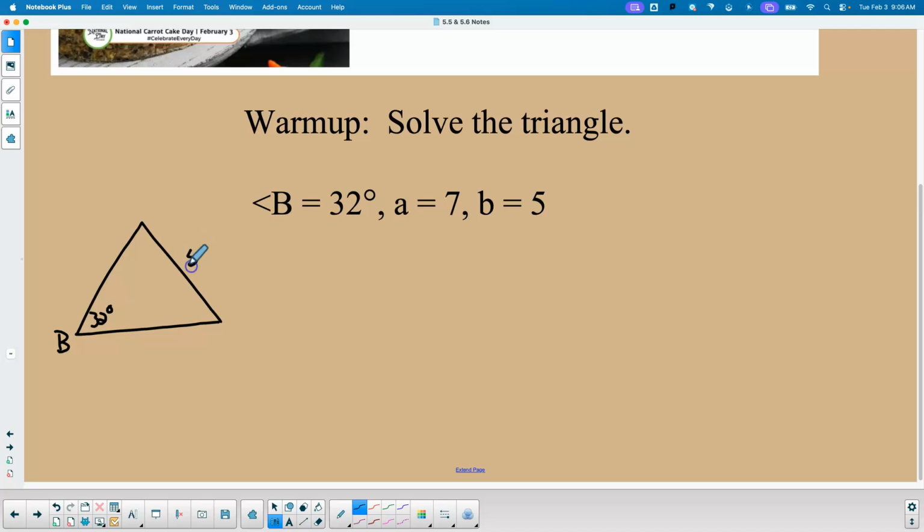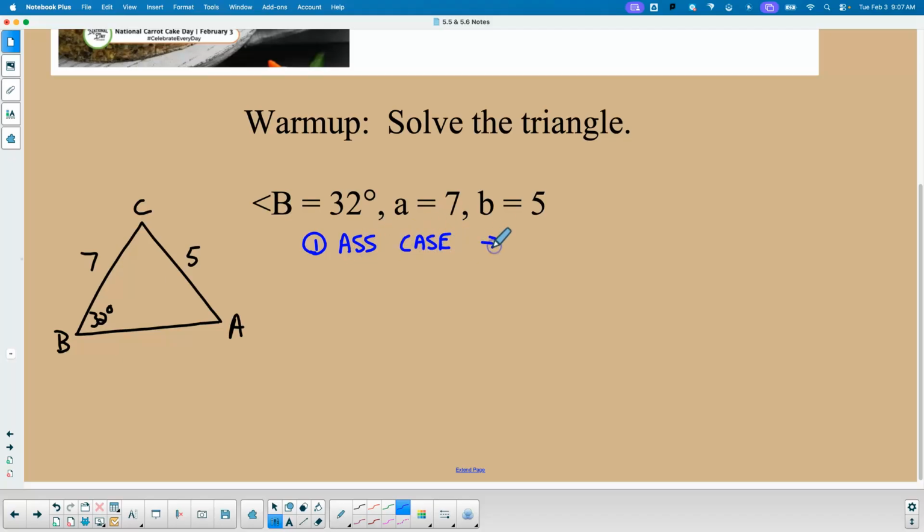So angle B is 32 degrees, side B is 5, side A is 7, so that means that this would be angle A. We'll call that angle C. So according to this, we are in an angle side case.